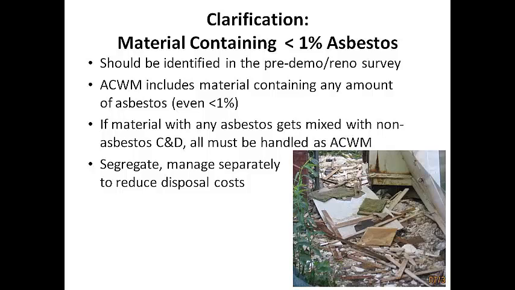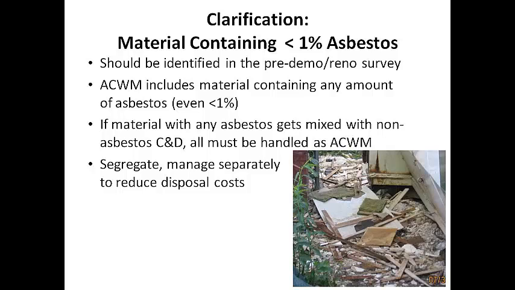It is worth noting that C&D processors have conditions in their operating permits that prohibit them from accepting ACM or suspect ACM. If ACM or suspect ACM shows up in a load, the cost of managing the load as ACWM will be passed on to the original generator, and the MassDEP will be notified of the permit violation for further investigation.